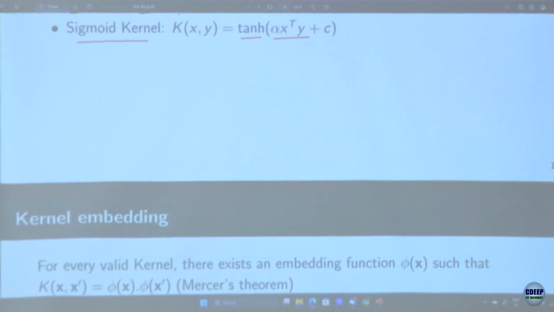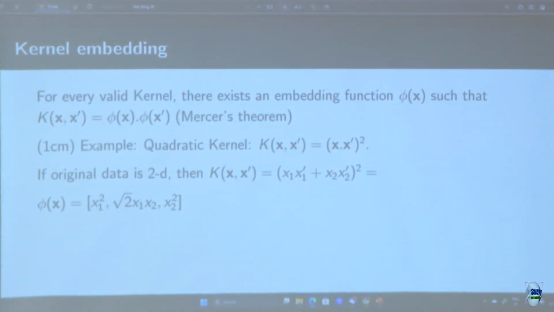Now, why do we care about kernels having this property? The main reason why this property is important is that when a kernel satisfies this property, another property is valid, and that property is that the kernel has embeddings. What does that mean? For any valid Mercer's kernel, there exists an embedding function, let's call it phi of x, such that the kernel value between x and x prime, between two points, is equal to just the dot product of the embeddings of the individual points.